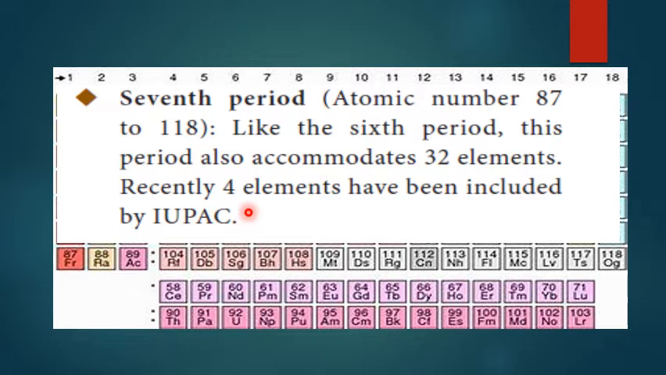What is this IUPAC here? International Union of Pure and Applied Chemistry.